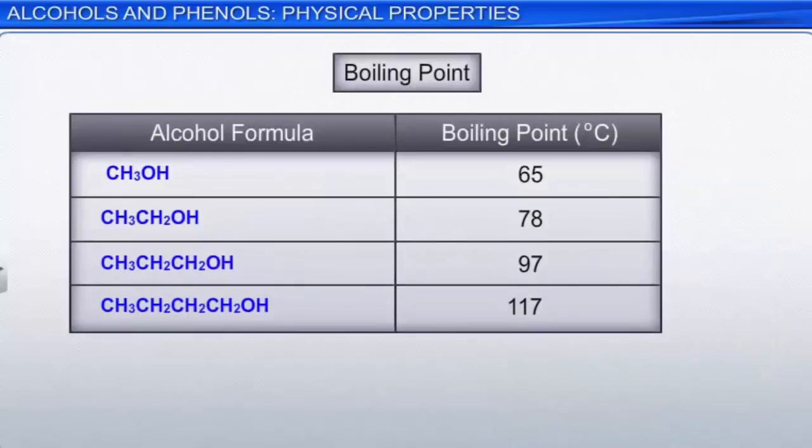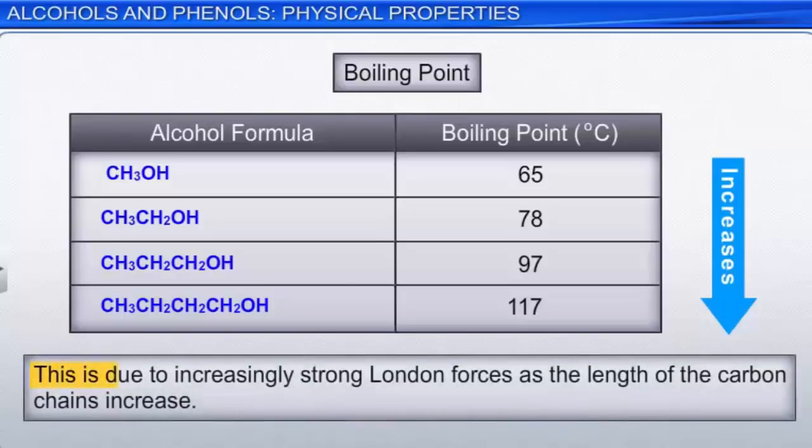The boiling points of both alcohols and phenols increase as the length of the carbon chain increases, as shown in the table here for some primary alcohols. This is due to increasingly strong London forces as the length of the carbon chains increases.